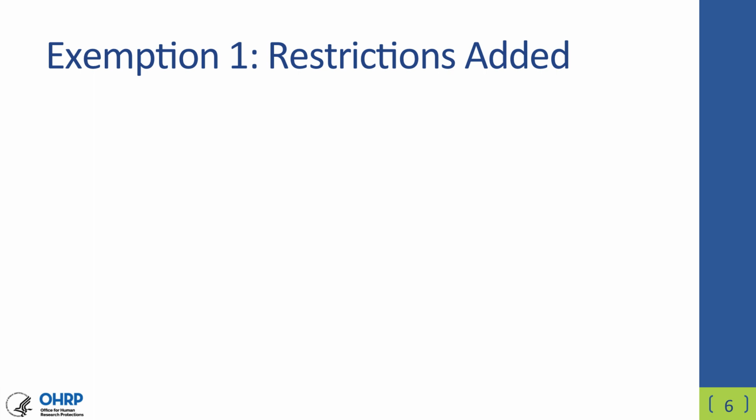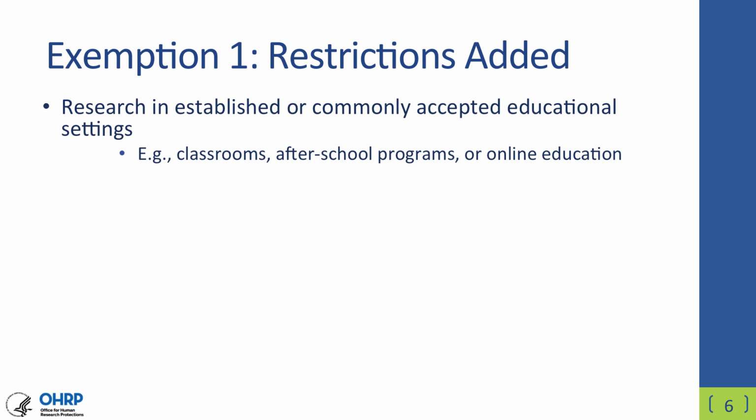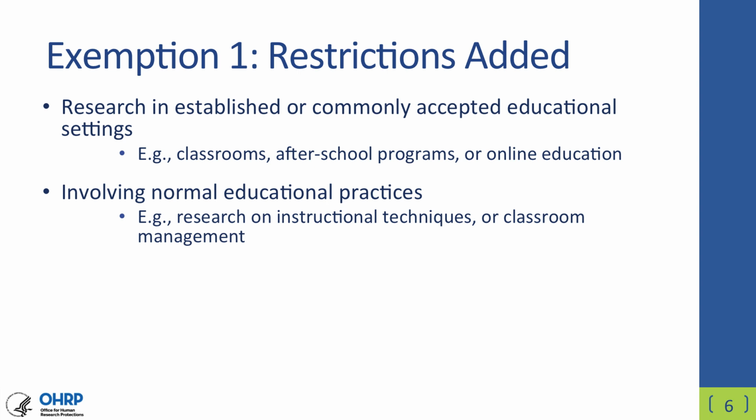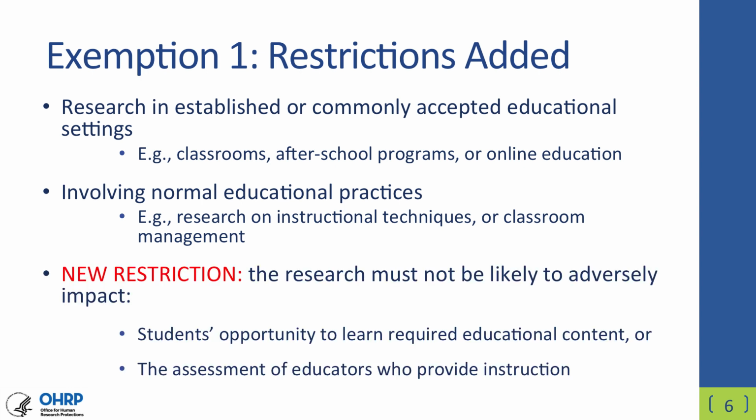Exemption 1 has new restrictions added. Exemption 1 applies to research in established or commonly accepted educational settings. For example, the classroom, after-school programs, or online education. If the research involves normal educational practices, such as research on instructional techniques or classroom management, and there's a new restriction added: the research must not be likely to adversely impact the student's opportunity to learn required educational content or the assessment of educators who provide the instruction.